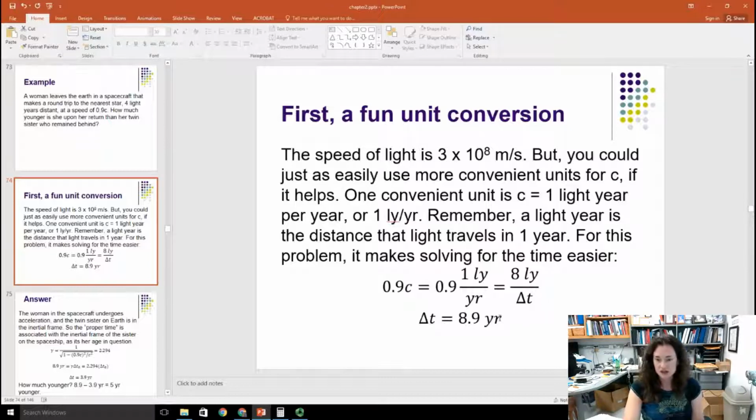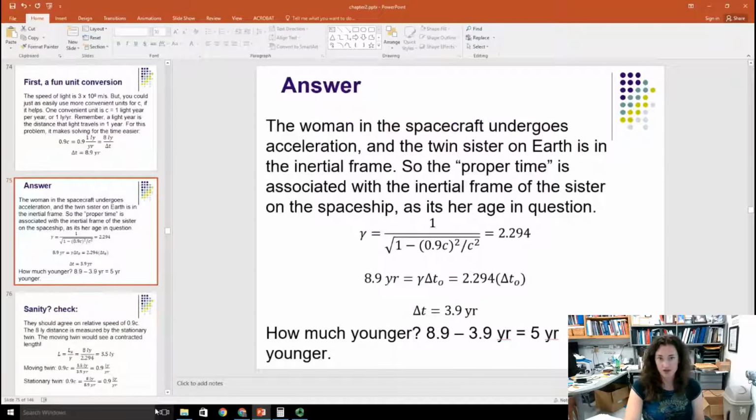And then we solve for that delta t, and we get 8.9 years, okay? So according to the twin on Earth, it takes 8.9 years for that trip to take place. All right, so moving on to figure out the rest of the problem. The woman in the spacecraft undergoes acceleration, and the twin sister on Earth is in the inertial frame.